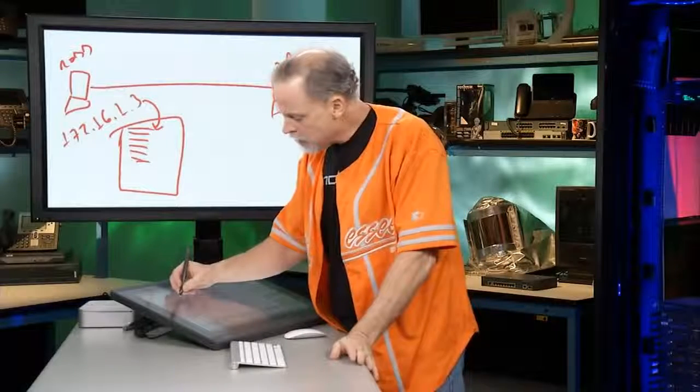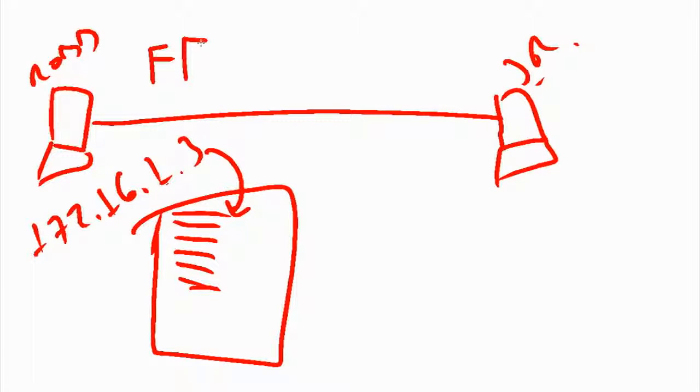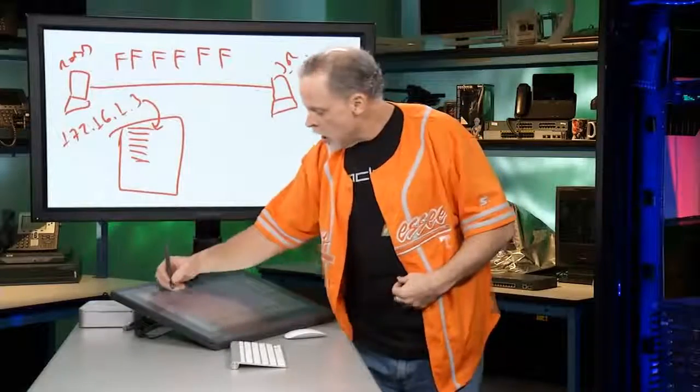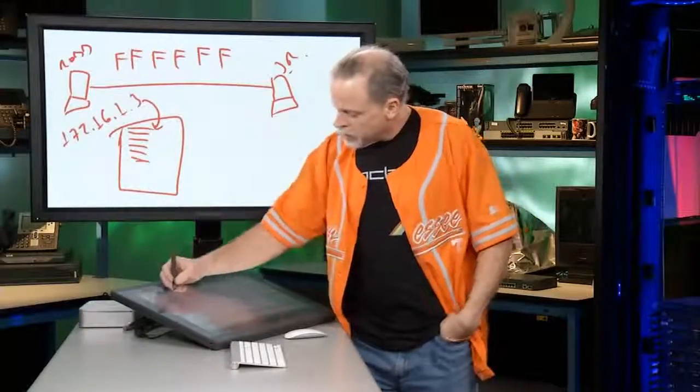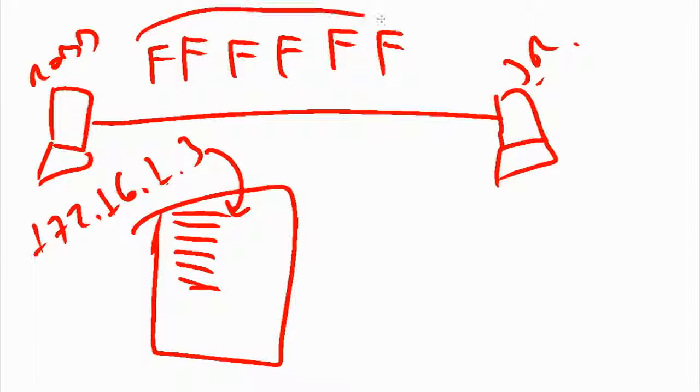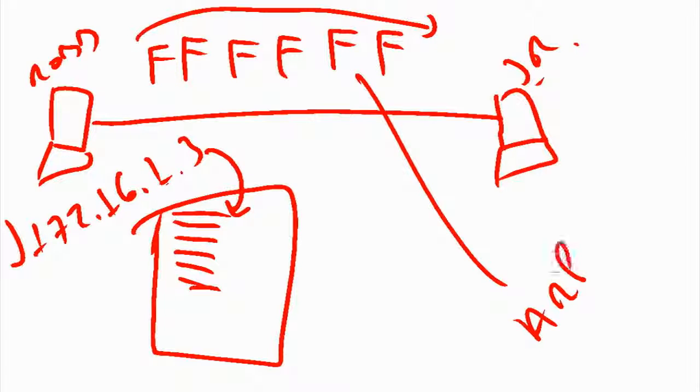So the equivalent of that is he sends out a full broadcast message, which basically contains 12 Fs in it. I just drew 6, but you get the idea. He's going to send out all these Fs on the network, and it's basically going to say, does anybody know what the MAC address of this address is? And this frame is called an ARP frame, Address Resolution Protocol.